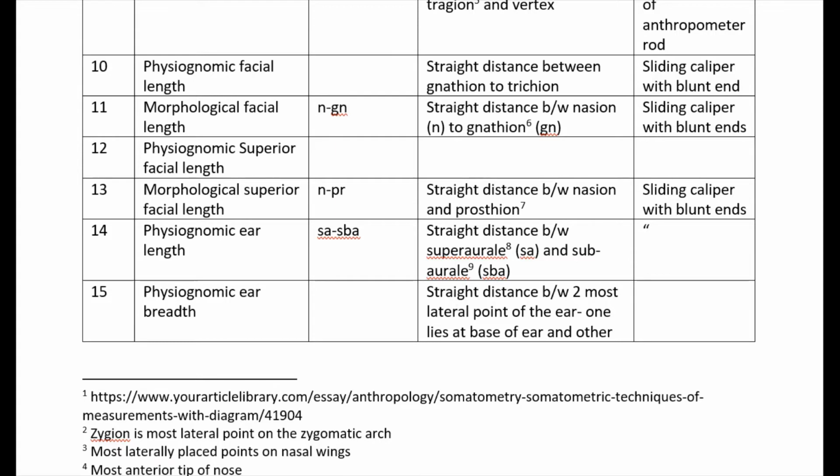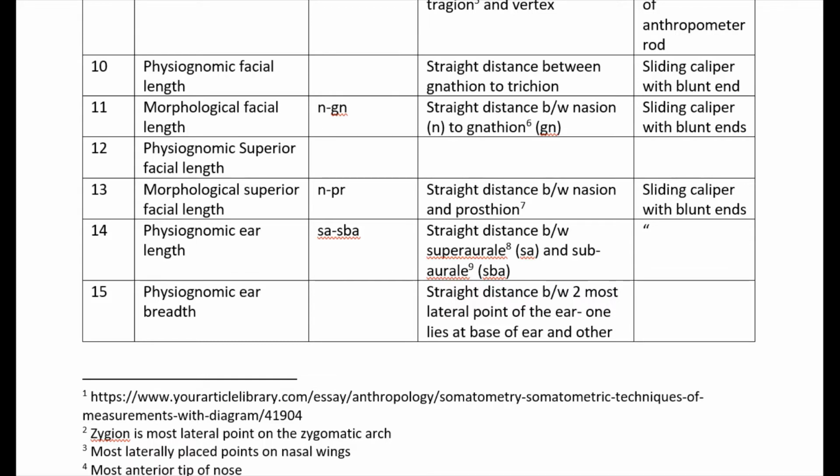Okay, it's a point below the glabella. Sometimes it's above the nasal root, or in some cases it is the entire depression of the nasal root. So nasion has to be very carefully marked. Again, we do it by marking using a skin marking pencil, and using the sliding calipers with the blunt ends. So this is how you differentiate between the physiognomic facial length and the morphological facial length.